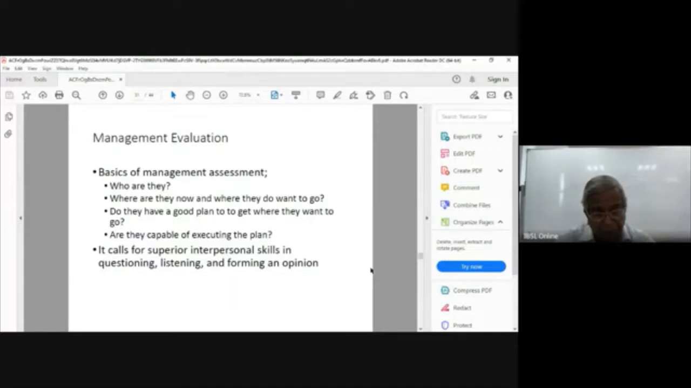It calls for superior interpersonal skills in questioning, listening, and forming an opinion. So you are the credit officer, the credit appraisal officer, so you have to discuss this with the company people. You have to develop your interpersonal skill in questioning, and not only questioning but listening. Some people only question, they don't listen. So you must question and listen, and based on that you must form an opinion about your customer. So you must find answers to these things.